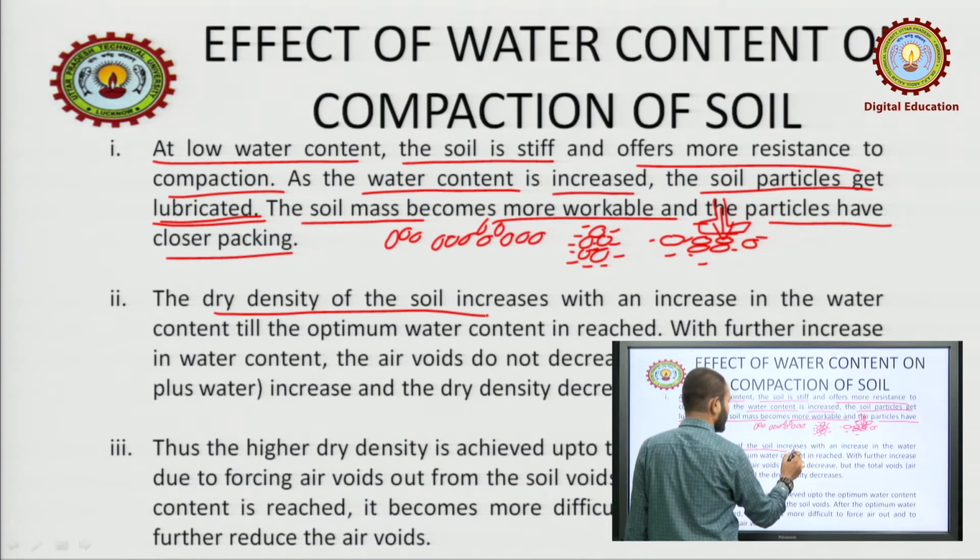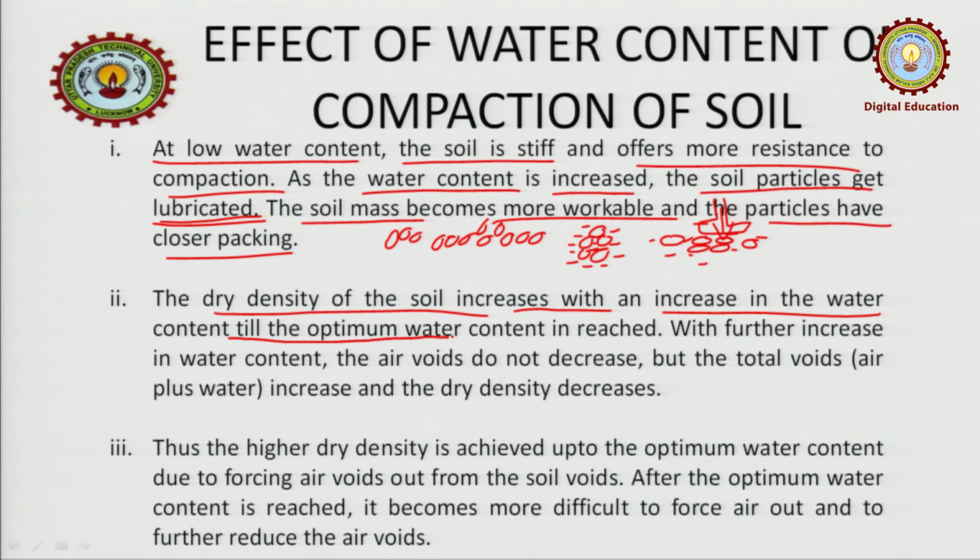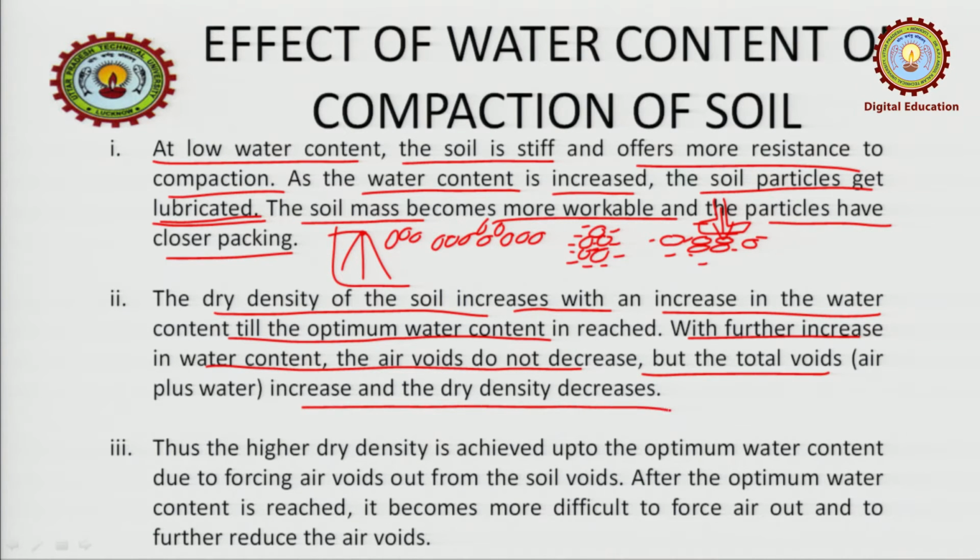The dry density of the soil increases with the increase in the water content till the optimum moisture content, just as you saw in the graph. Dry density keeps on increasing up to OMC. With further increase in the water content, the air voids do not decrease, but the total voids increase and the dry density decreases. This is the next reason, but the main reason you can remember is that the soil particles get replaced by water, due to which this downfall occurs.